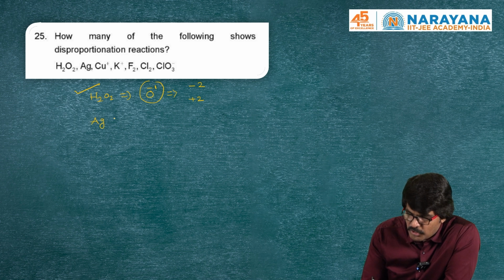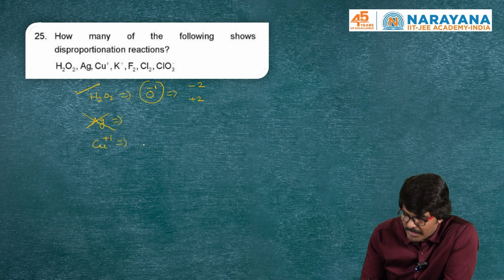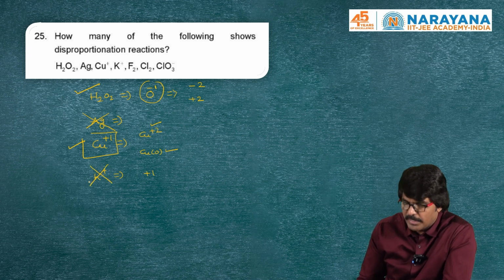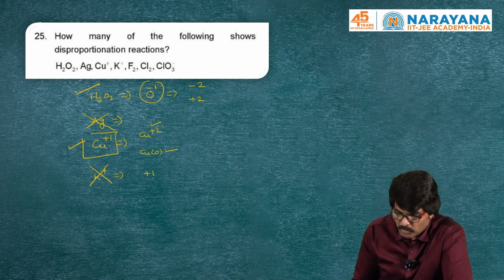And the next one is Ag. Since it is a metal, it cannot exhibit negative oxidation state. Therefore, it cannot. And copper, the given species is copper +1. Maximum oxidation state of copper is +2 generally, and copper 0 is also possible. So the given oxidation state is intermediate to copper +2 maximum and minimum, therefore it has ability to undergo disproportionation. And K plus, its maximum oxidation state is +1, further oxidation is not possible, therefore it can undergo only reduction, so that has to be ruled out.